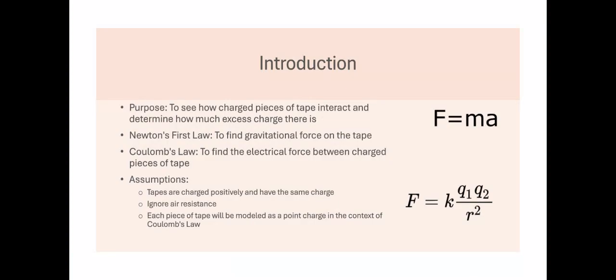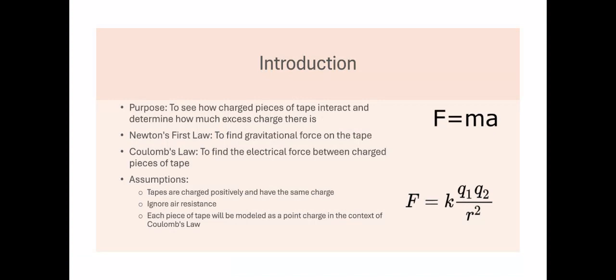So, the purpose of this lab was to see how charged pieces of tape interacted with each other, and to determine how to find the charge and how much excess charge there is. We use Newton's first law and Coulomb's law to determine this information. Newton's first law was to find the gravitational force on the tape, and Coulomb's law was used to find the electrical forces between the charged pieces of tape. Both of these equations are to the right.